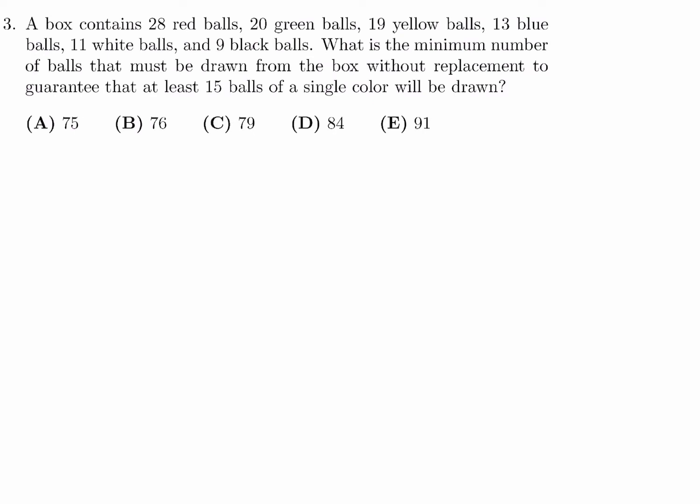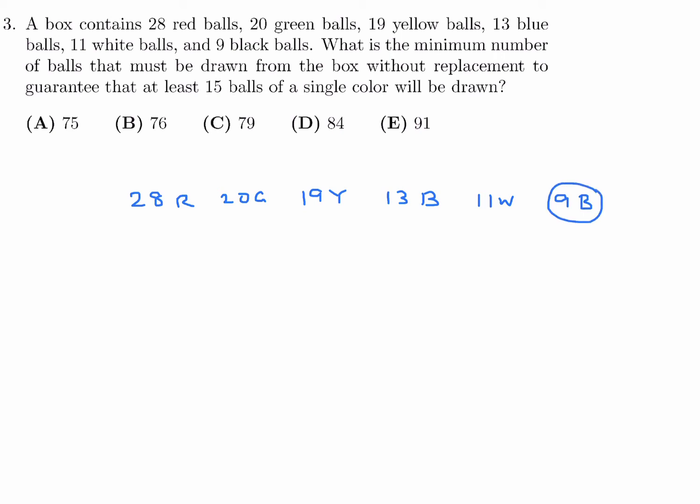A box contains 28 red, 20 green, 19 yellow, 13 blue, 11 white, and 9 black balls. What is the minimum number of balls that must be drawn from the box without replacement to guarantee that at least 15 balls of a single color will be drawn? So we got 28 red, 20 green, 19 yellow, 13 blue, 11 white, and 9 black. So we have to look at extreme case scenarios.